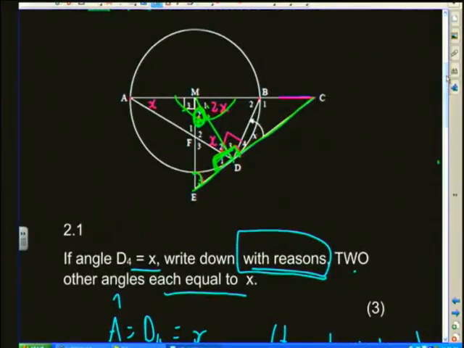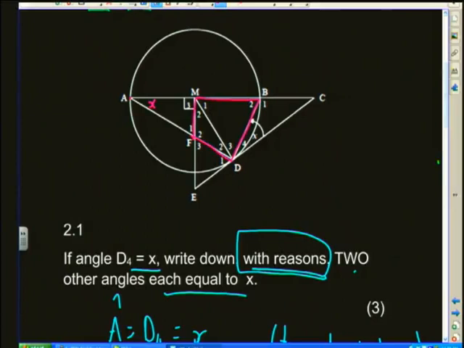Once again, I'm going to erase what I have on the diagram just so that we can be clear about what we're dealing with. We've got F, M, B, D. So in other words, they're saying you can draw a circle around those 4 points. Prove that it's a cyclic quad.